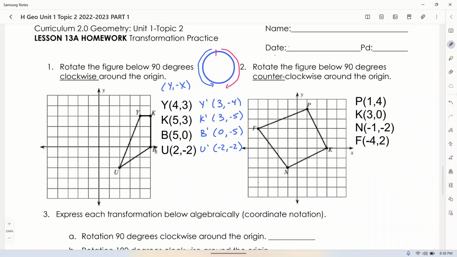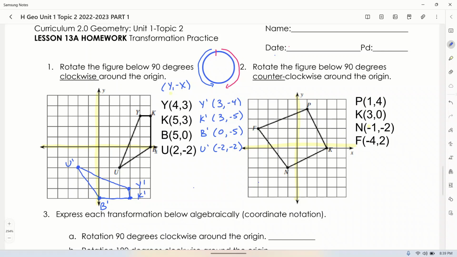So actually let me highlight the x and the y axis, make it a little bit easier to count. Okay. So our transformed y, we're going to be at 3, 1, 2, 3, 4. Okay, so there's our transformed y. Our transformed k should be right below that. Okay, transformed b should be at 0, negative 5. And u is at negative 2, negative 2. Okay, so those are our transformed values that have gone 90 degrees clockwise from the origin.